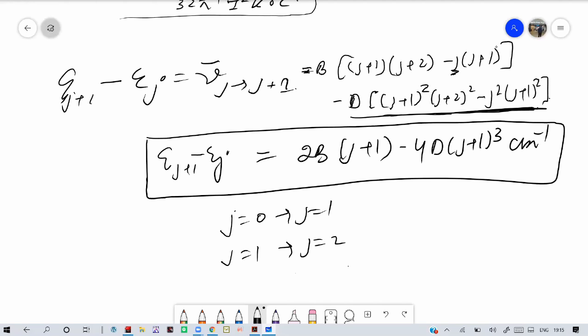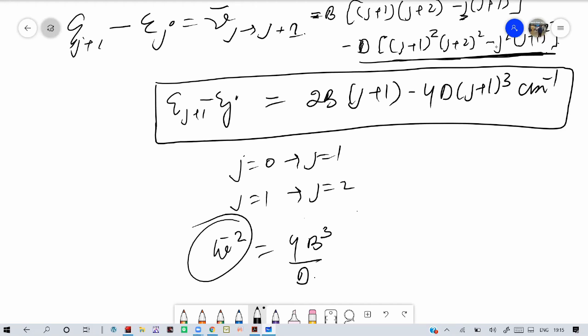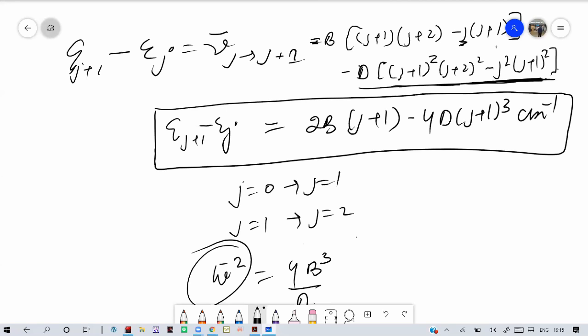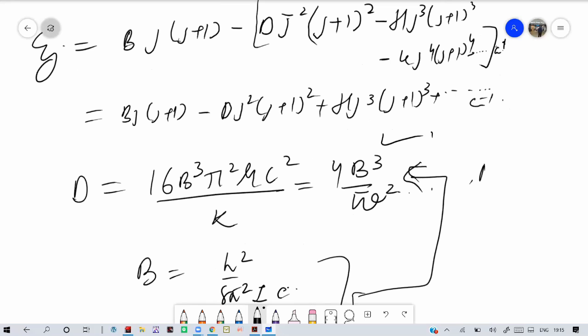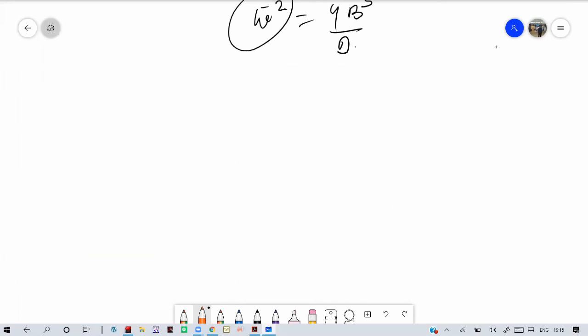You can also calculate the frequency, the wave number omega, from the rotational spectra by knowing this equation: omega bar square is equal to 4b cube divided by d. When d and b are given, you can find omega of the molecule, at which frequency it is vibrating, from this equation. These are constants actually, b and d. So you can find out omega at which it is rotating.